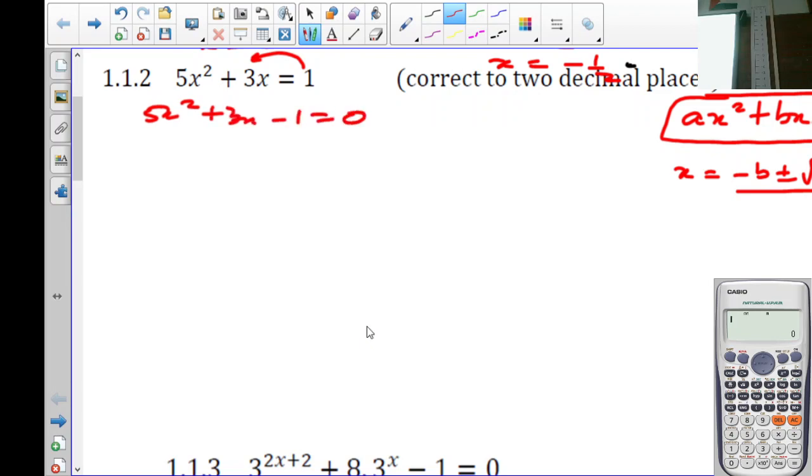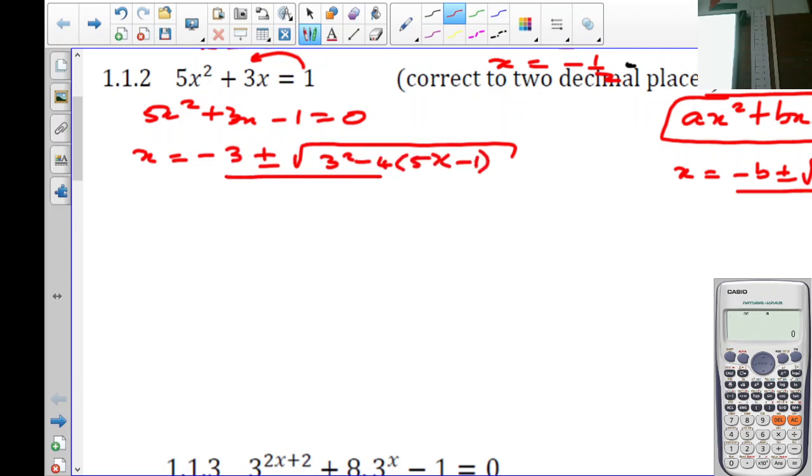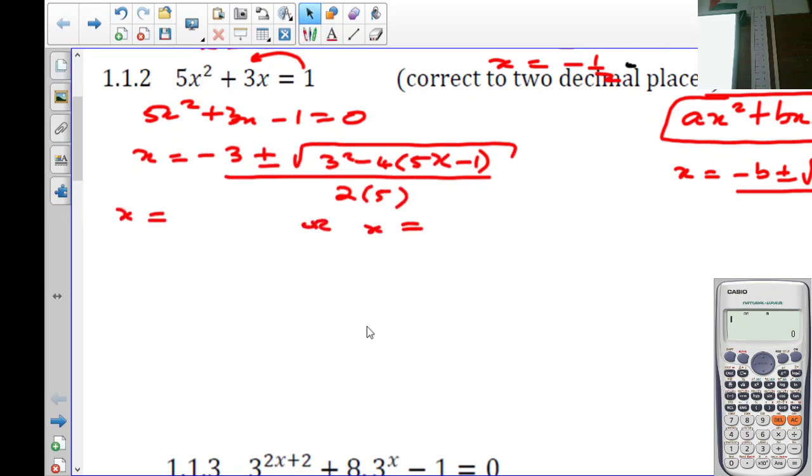It's very important to do this question because we need to factorize a quadratic equation more than once in paper 1. Okay, so we say x is equal to minus b, which is negative 3, plus minus the square root of 3 squared minus 4, a is 5, c is negative 1, over 2, a is 5. So we punch that into our calculators.